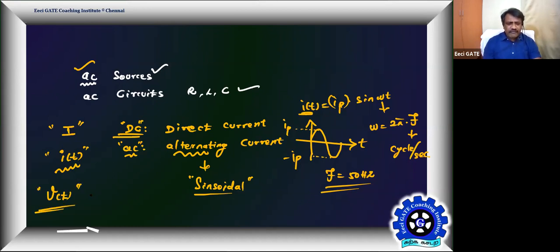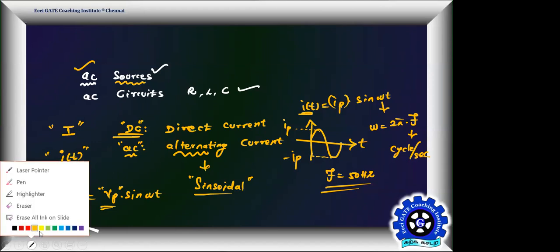That voltage signal will be referred to by vp sine omega t, where vp represents its peak value, both positive peak as well as negative peak. We'll talk about all those things. Let me introduce the basics of AC sources today. Is this point clear, everyone? Is this point clear? Yes, sir.